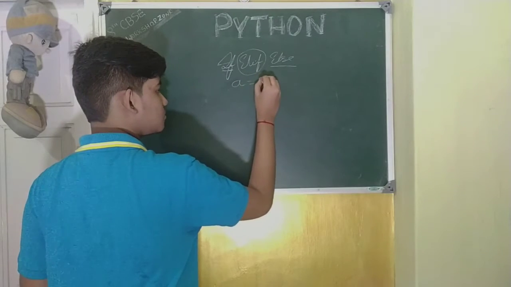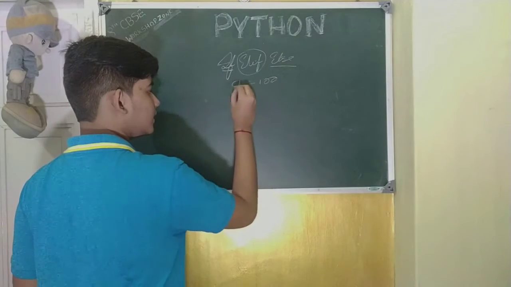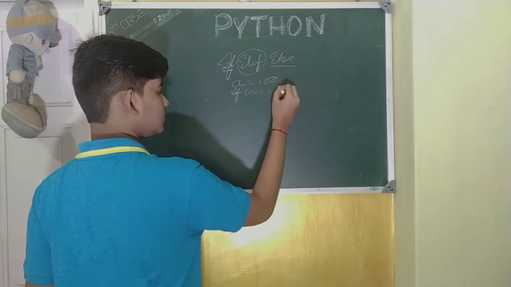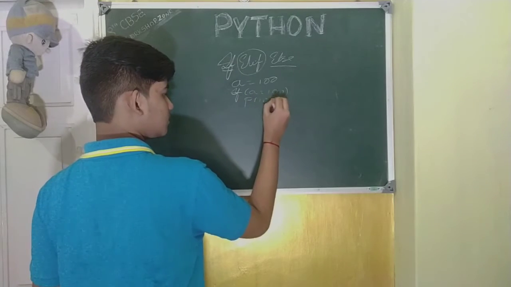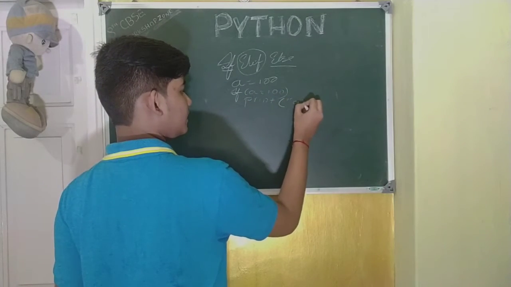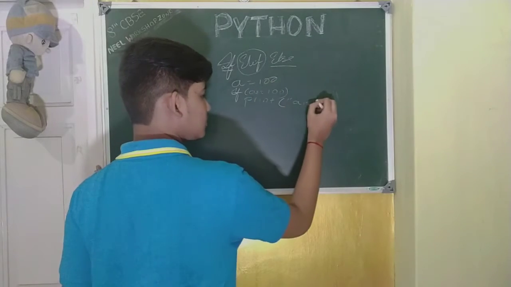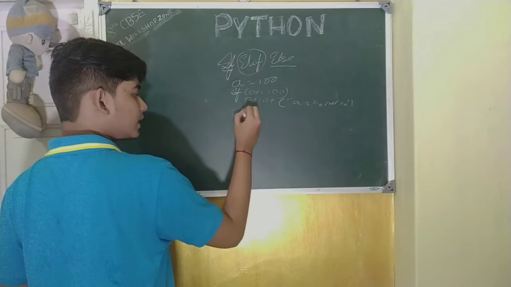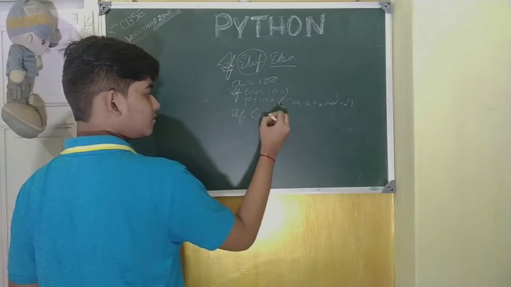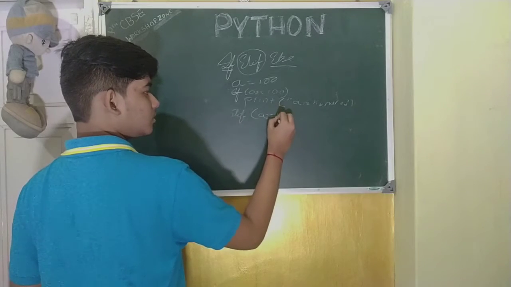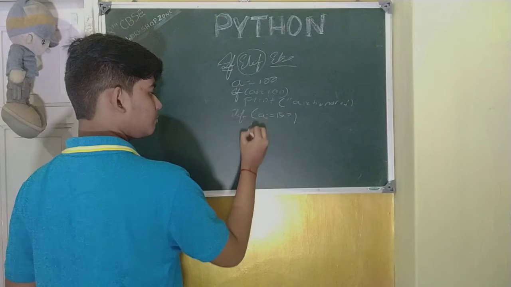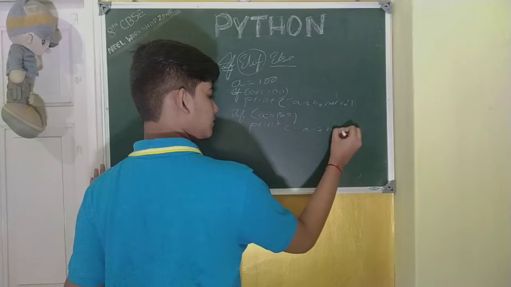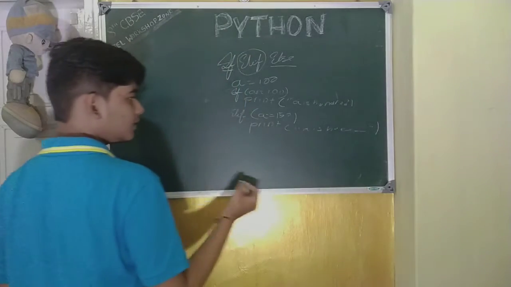A is equal to 100. If A is equal to 100, print "A is 100". Now you can write elif to say A is equal to 150, print "A is 150". So right, then you can use multiple elifs.